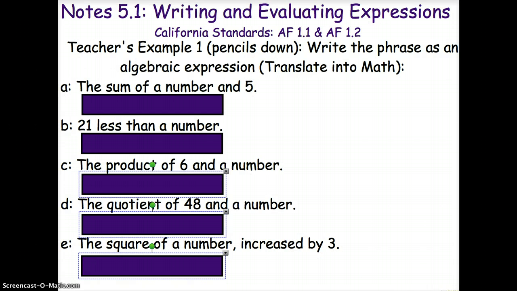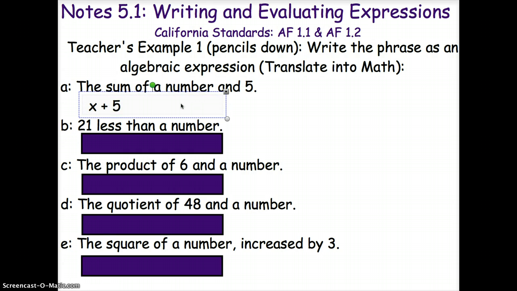Okay, teacher example 1, pencils down. Write the phrase as an algebraic expression. And what that means is translate it into math. So instead of writing it out as big long words, you're going to write it out simplified using math. Problem A, the sum of a number and 5. First off, we see the word sum, which we know means addition. Number, I don't know what that number is, so I can use any variable I want. And then the number 5.